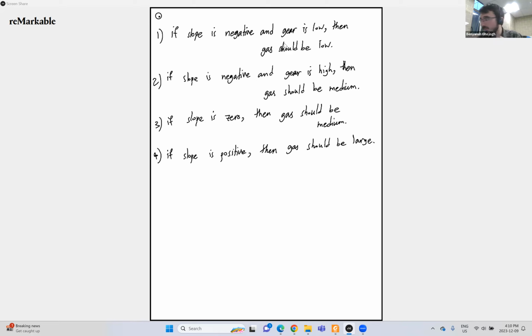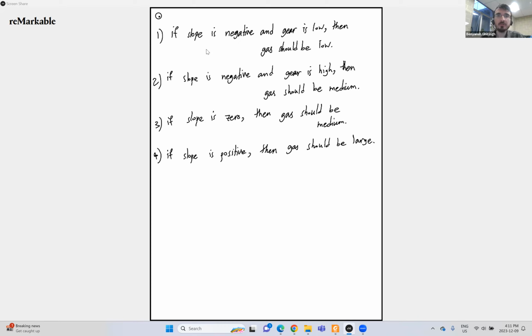Let me tell you one thing. For the rules, the expert will tell us some rules, and these rules have some inputs and outputs, right? Let me read the 4 rules for you first. If a slope is negative and gear is low, then gas should be low. Second rule, if a slope is negative and gear is high, then gas should be medium. These are determined by the expert. If a slope is 0, then gas should be medium. If a slope is positive, then gas should be large, right?